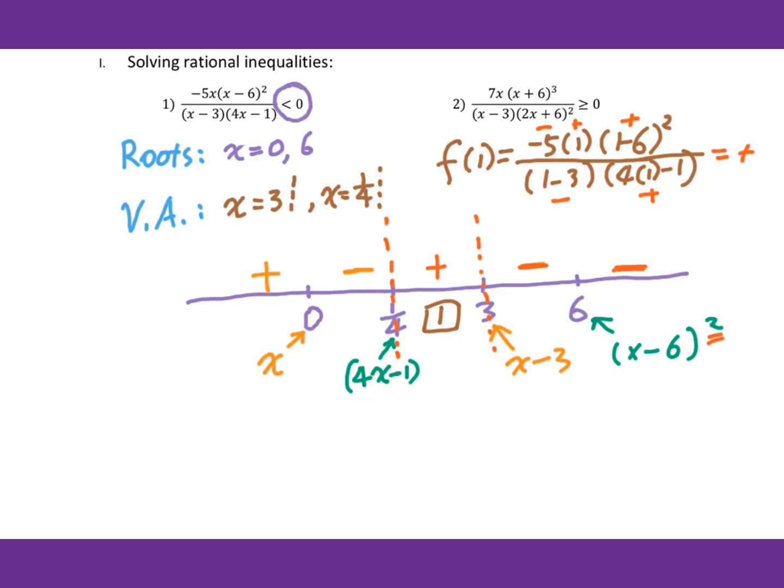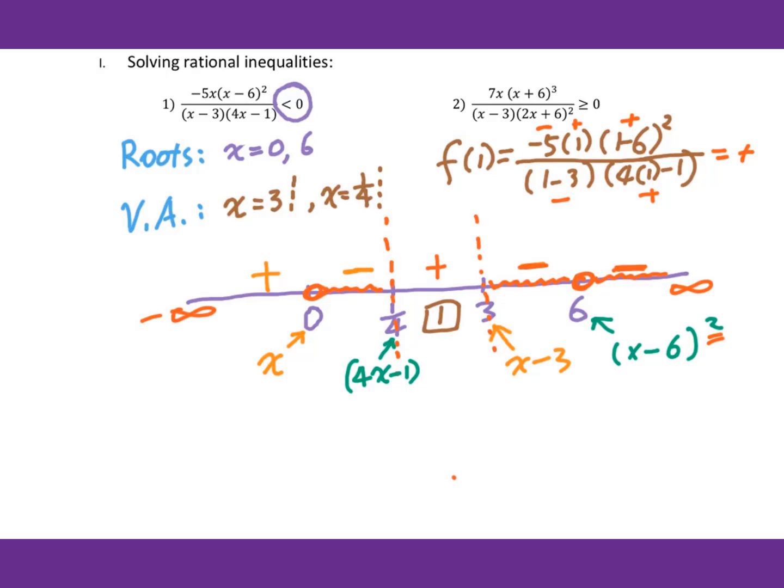Now let's check the symbol, less than 0. Since we don't have an equal sign, you will make the roots into open circles. Less than 0 means the intervals with negative sign are our solution. Therefore, we have this and this. This is positive infinity and this part is negative infinity.